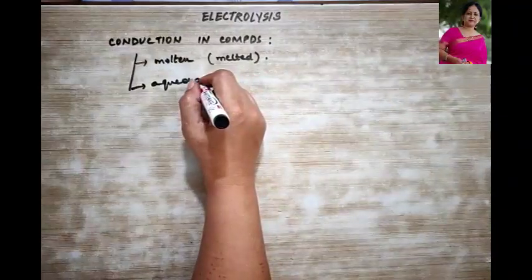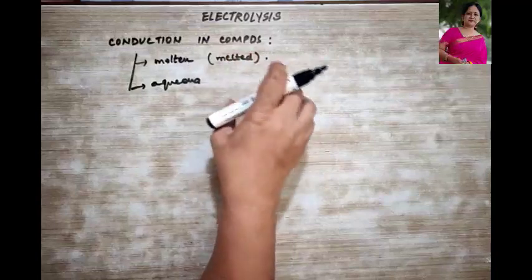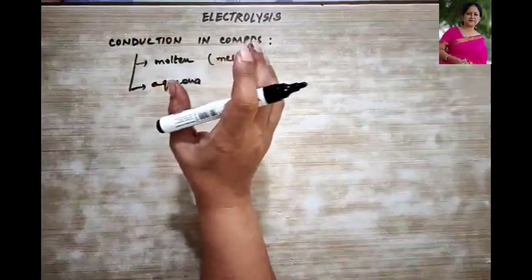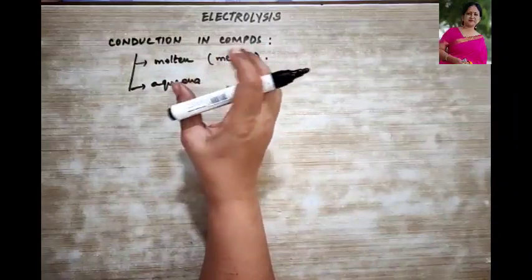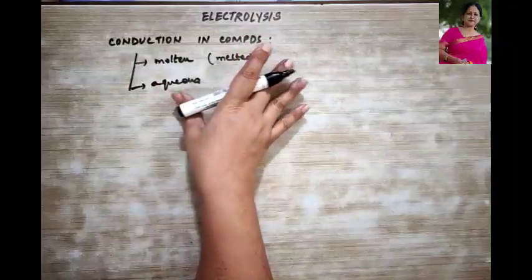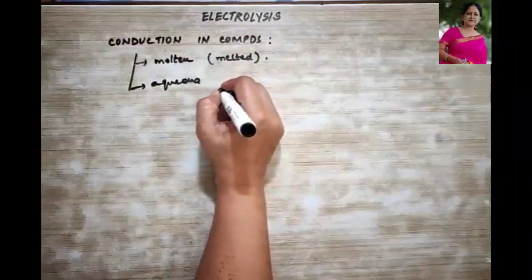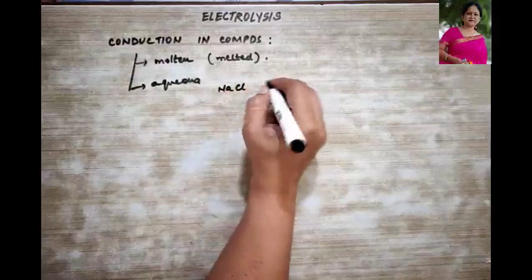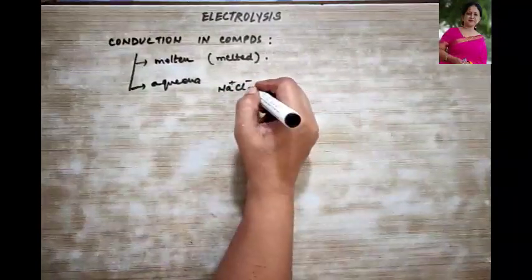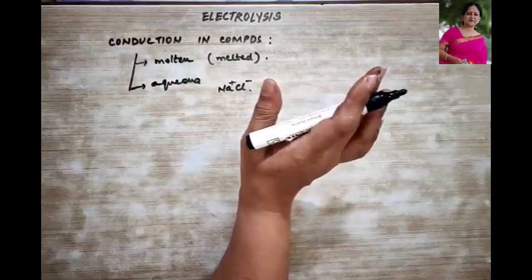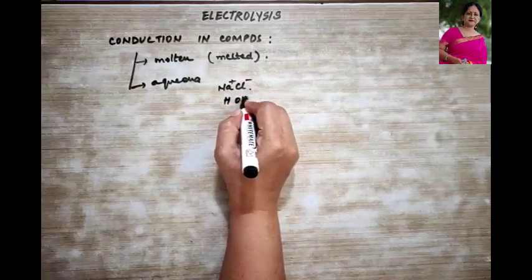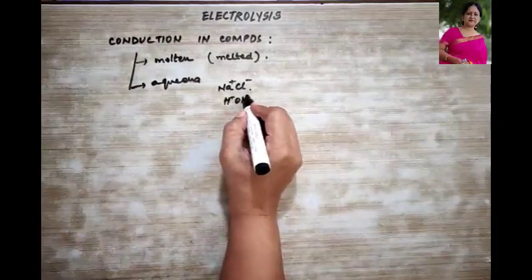In aqueous solution, what happens? The opposite charges attract each other, and therefore the forces of attraction present in the solid substance break up, and hence free ions are formed. What did I mean to say over here? For example, NaCl is presently in its solid state, but it contains charges. In this solid state, it does not allow electricity to pass through, but when I add water to it, water means HOH, so this is positive and this is negative.